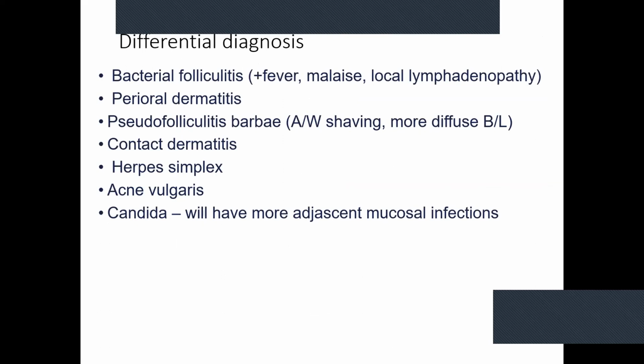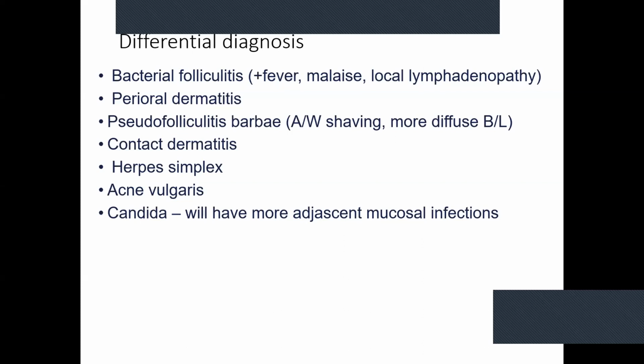Like bacterial folliculitis. So here the history of fever will be much more prominent. Malaise will be there. There might be local lymphadenopathy, which may or may not be there with tinea. Then perioral dermatitis. Then pseudofolliculitis barbae, which is associated with shaving, more diffuse, and it will be seen bilaterally. Then contact dermatitis, HSV infection, acne vulgaris. If we consider Candida here, Candida will have more adjacent mucosal involvement also. So the important part here is to keep in mind the setting in which the patient has come. Like, is the patient immunocompromised or immunocompetent, and all those things.